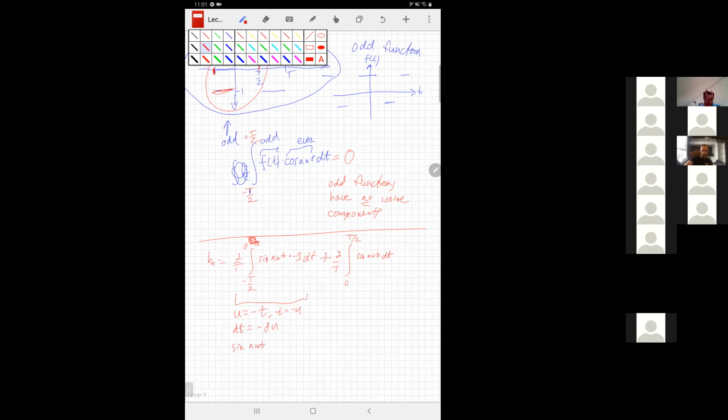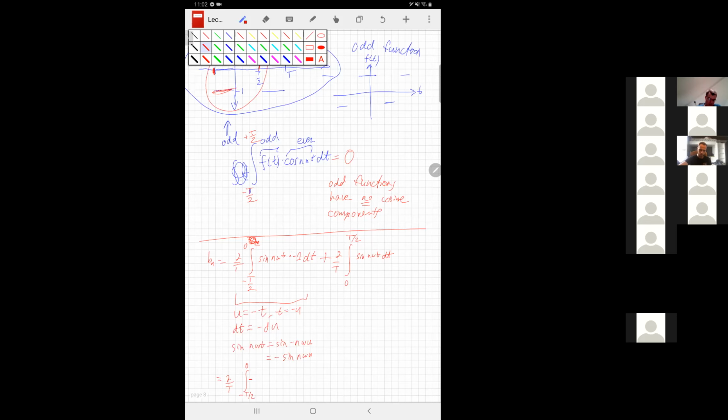Sine of n omega t is sine of minus n omega u, which is minus sine n omega u. So if I put all this together, I've got 2 over the period, integral from minus T over 2 to 0.